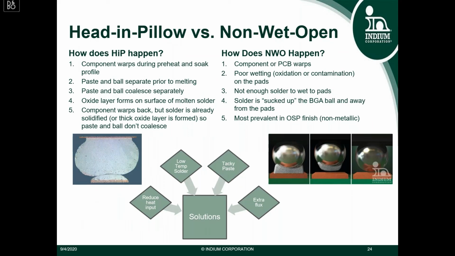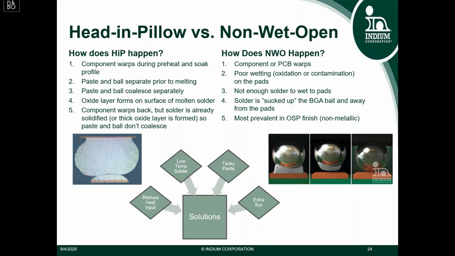Head and pillow versus non-wet opens. Sometimes the difference between the two is hard to determine because they're very similar. However, the root causes to each defect are very different. Head and pillow and non-wet open defects occur with BGAs. Head and pillow, essentially, is due to component warpage or board warpage during the preheat and soak profile.